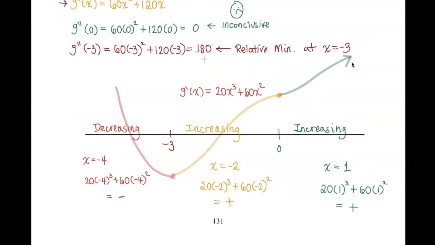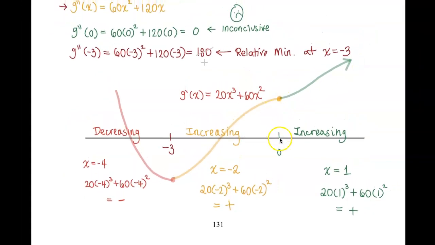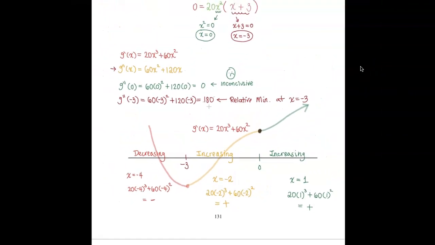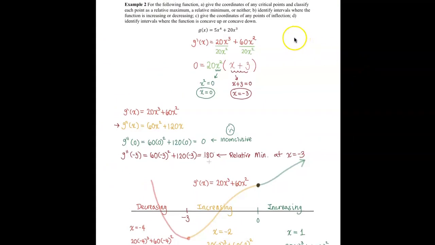So the critical value of x equals 0 is not a relative minimum or maximum, and that's okay. It's just it kind of stopped increasing for a while, right? Like it was going up and it took a quick break, and then it went back up again. So I think we are done answering part A and B.